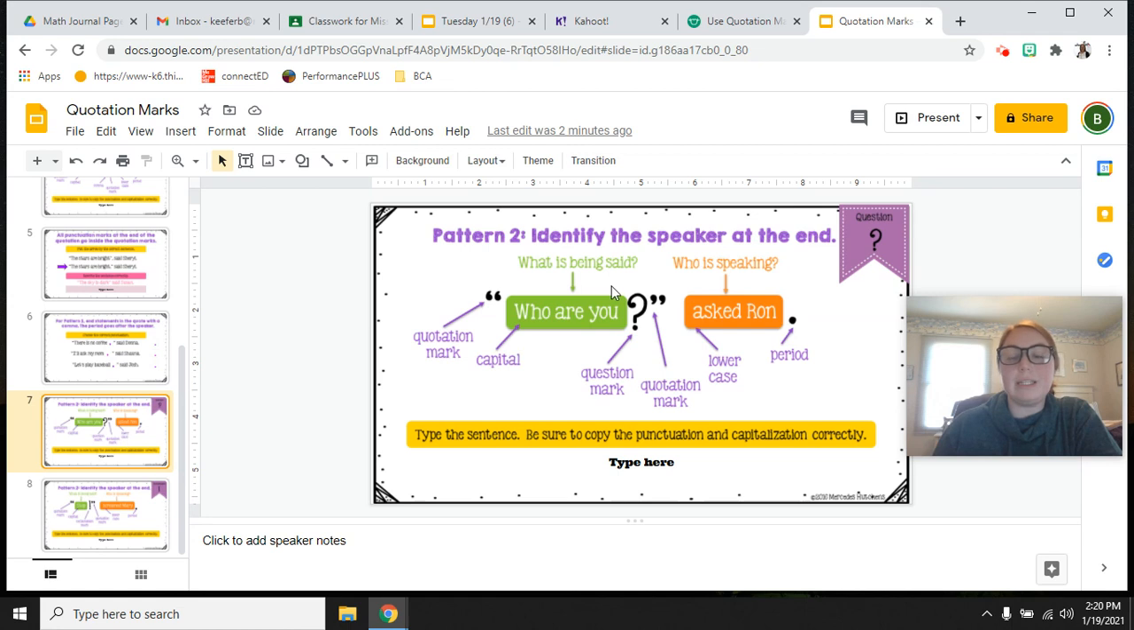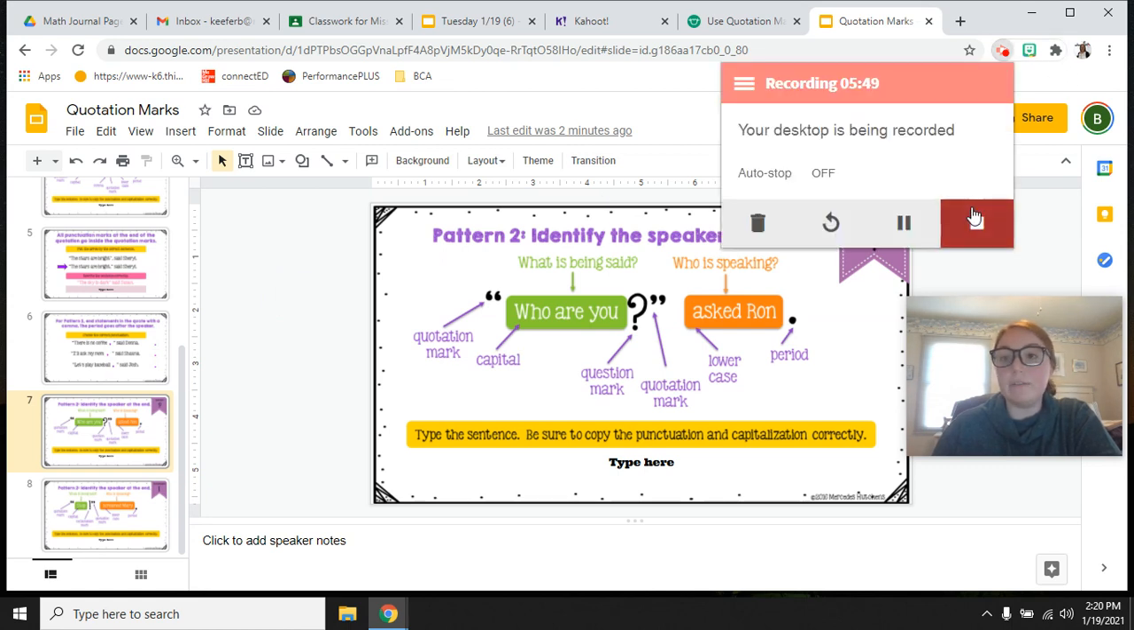If the speaker or the tag is at the end of the sentence, you have your quote first with some sort of punctuation inside the quote. That would be a comma, an exclamation point, or a question mark. And then you have the tag and then a period. Okay? All right. If you need to go back and rewatch any of this, you are more than welcome to help prepare for your test.